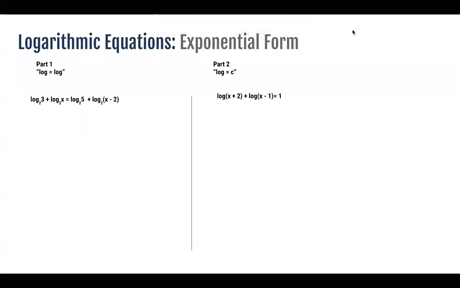We're gonna have two kinds of logarithmic equations. One is gonna be something like this one on part one, where you end up with a single logarithm on each side of the equation. And in order to get that, we're gonna combine the logarithms on both sides.